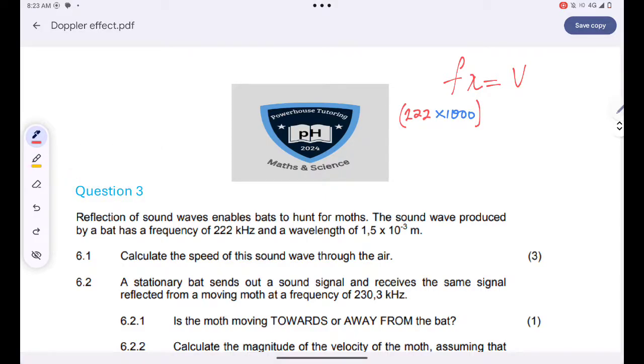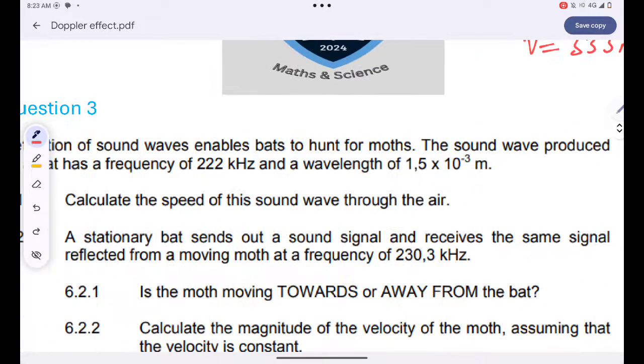Are you together? And then my wavelength is just 1.5 times 10 to the power negative 3. This is equal to v. And then whenever I punch my calculator, I'll simply get the speed of 333 meters per second. So the speed of sound through air is simply 333 meters per second.